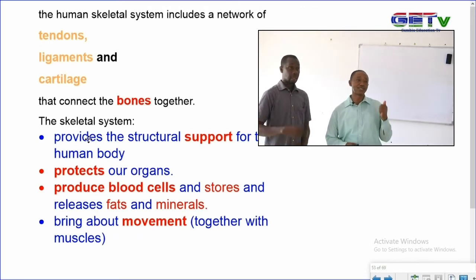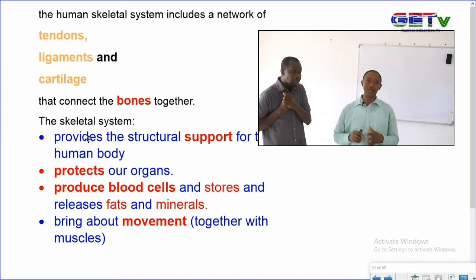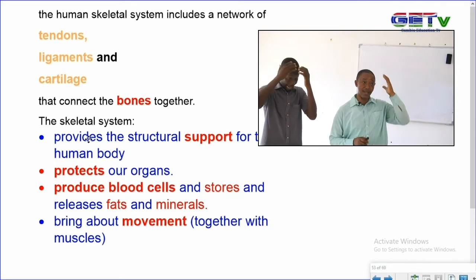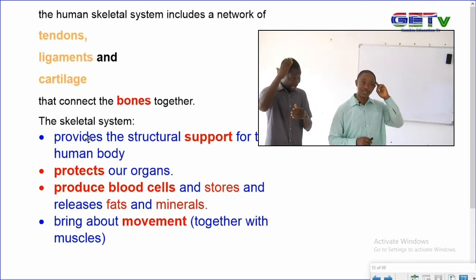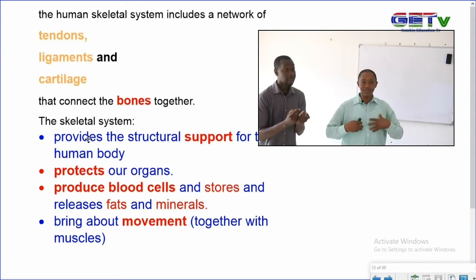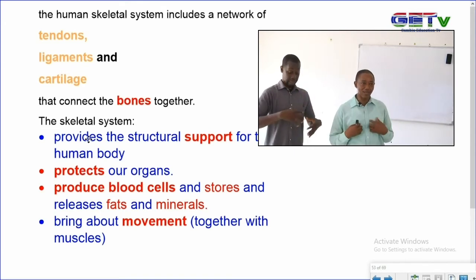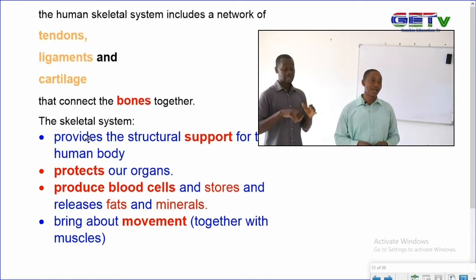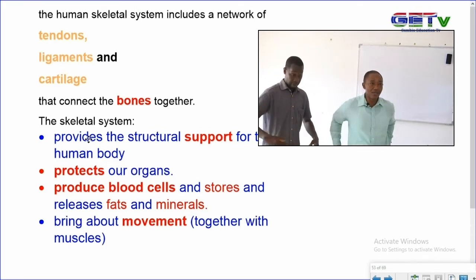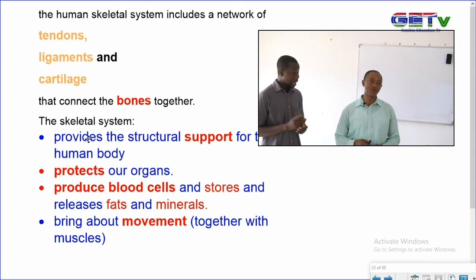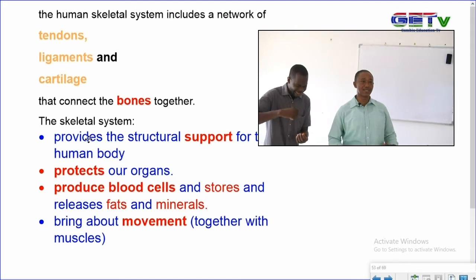Number 2 is that the skeleton protects our organs. Very important organs, like the brain, are protected by the hard skull there. If it wasn't there, a lot of things would go wrong. They protect very delicate organs inside our body, like the heart and the lungs and the other important areas. And even around the hip area, the delicate reproductive organs for the females are protected there.